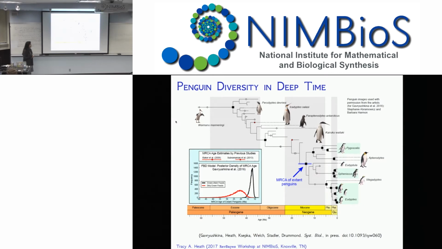And so what's interesting, though, is when we just take this group here and exclude all these stem fossils, and don't account for the diversity on this lineage, we end up estimating a much older age for the most recent common ancestor of living penguins. So even in using this fossilized birth-death process, not accounting for the stem diversity gives us a biased and different estimate of the age of that node.